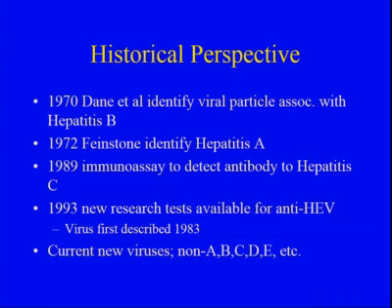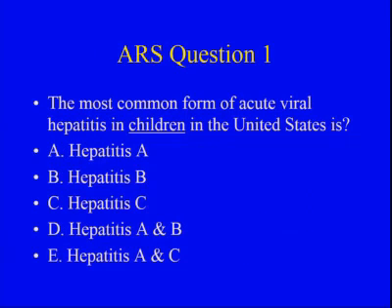In 1989, and this is an important year for you to know, was the first ability to detect antibody to hepatitis C. And the reason for that is prior to that time, anybody who got a blood transfusion, we knew that there was a risk of transfusion-associated hepatitis. And now there are additional tests to test for what we call non-A, B, C, D, and E hepatitis.